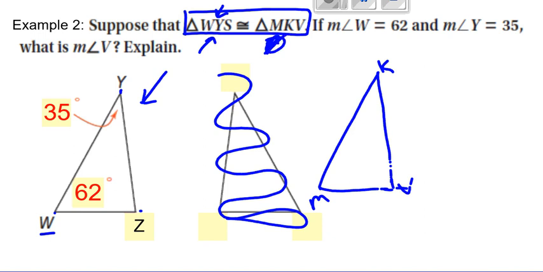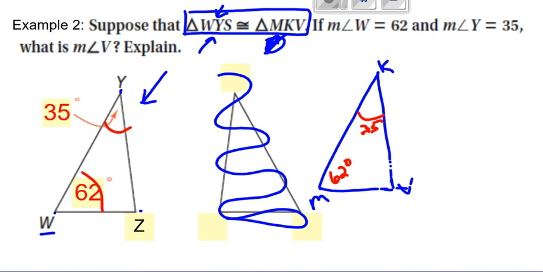All right, so now I'm going to transfer the information that I know. Since the triangles are congruent, if this angle here is 35, then this angle also has to be 35. My board's got a hot spot today. If this angle is 62, then this one is also 62.